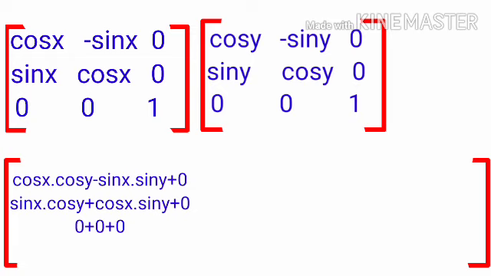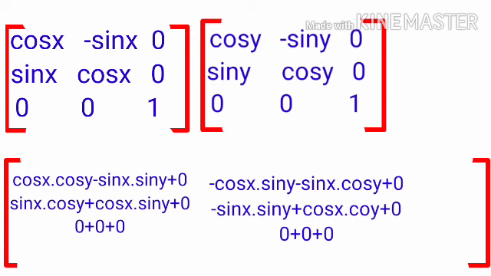Now the elements of the second column. First row second column: cos x into minus sin y plus minus sin x into cos y plus 0 into 0, that is 0. Now second row second column: sin x into minus sin y, so it will be minus sin x sin y, plus cos x into cos y plus 0 into 0. Now third row and second column: 0 into minus sin y is 0, 0 into cos y is also 0, and 1 into 0 is also 0.